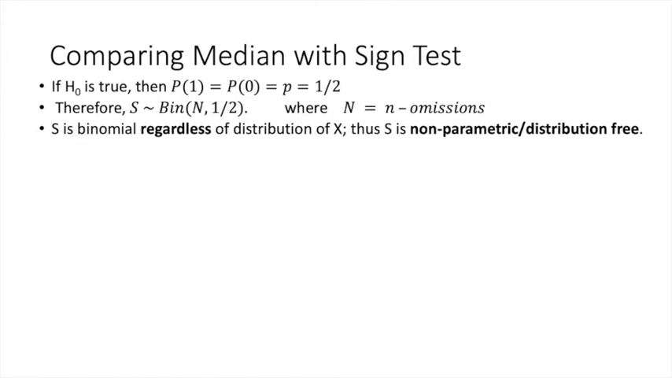Now here's the big surprise. Note, we did not assume what the underlying distribution of the population was. However, regardless, the test statistic, capital S, follows a binomial distribution. Hence, it is a distribution-free test or a non-parametric test, as it does not require approximating the population's parameters such as variance that the t-test requires.